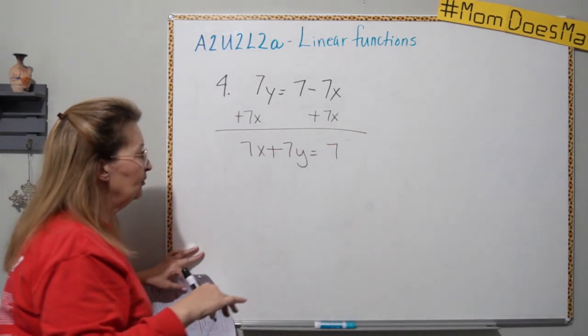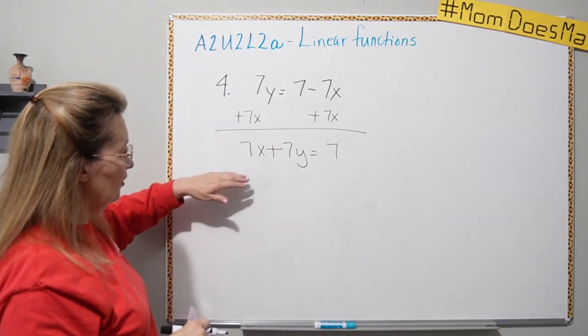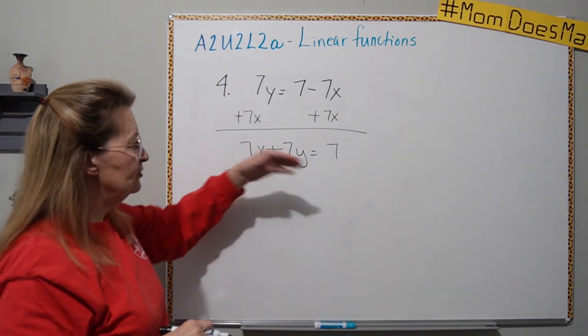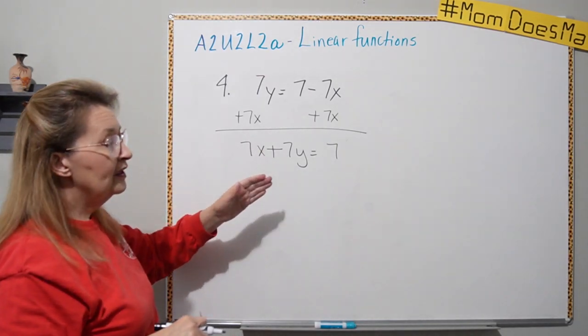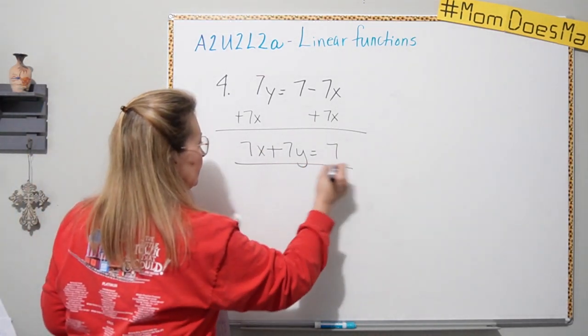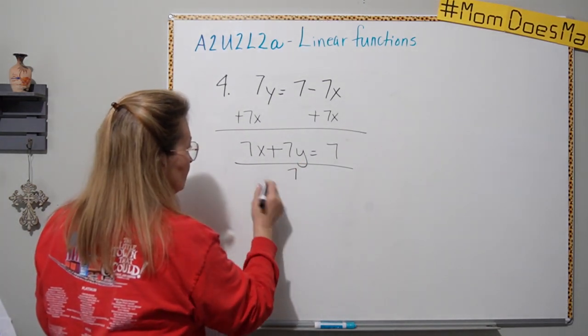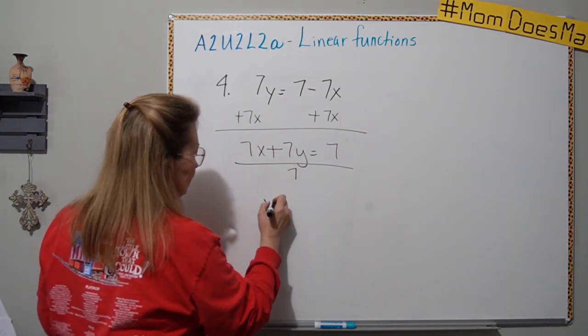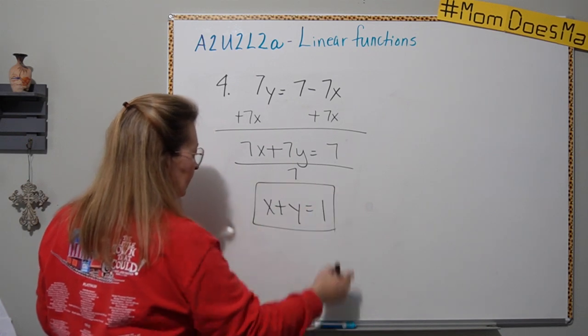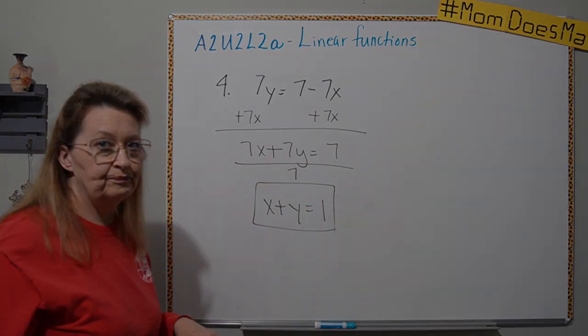So let's check our 3 things. Do you have no negative in front of your first term? Correct. You have all integers. We're good there. But we do have a greatest common factor again. All of these can divide by 7. So when I divide each term by 7, I'm going to get x plus y equals 1. And there's your standard form.